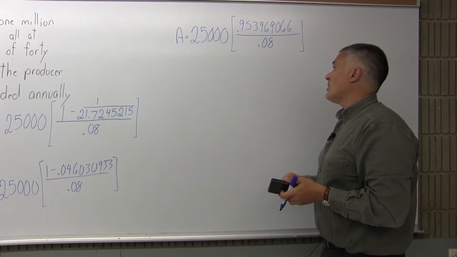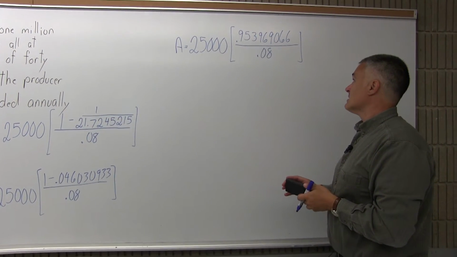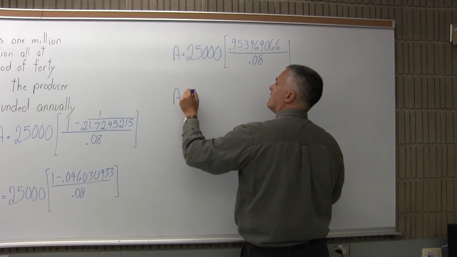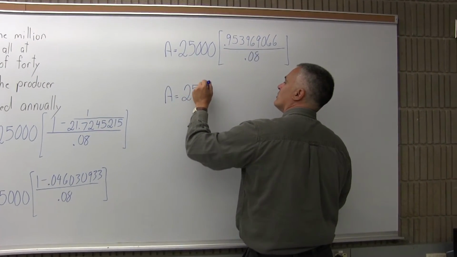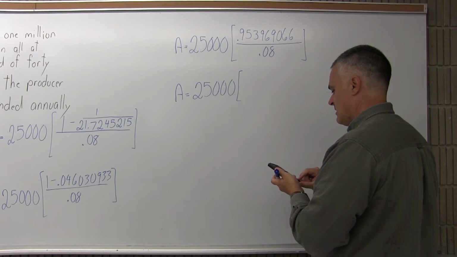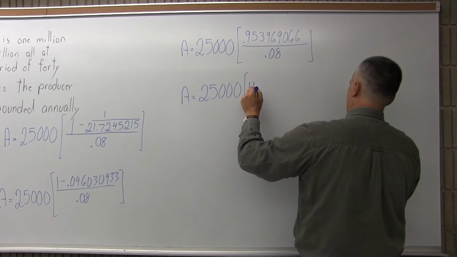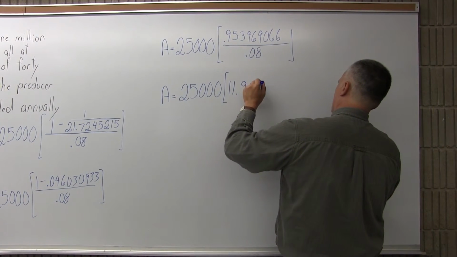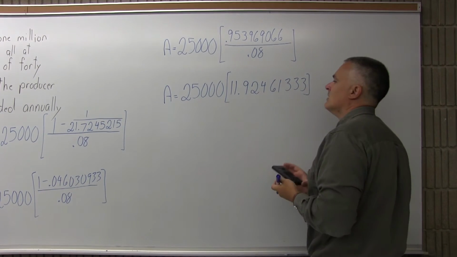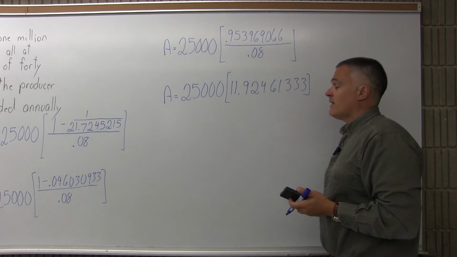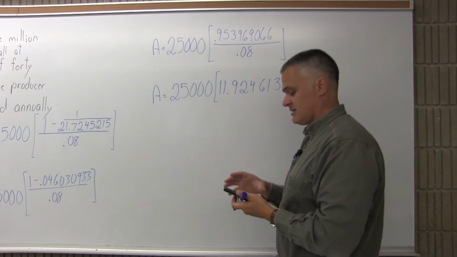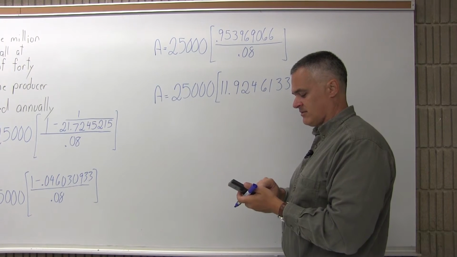So let me divide out the top and bottom of the brackets. I'm going to divide 0.953969066 divided by 0.08. So that's going to mean I will wind up with 25,000 times, in the brackets, there'll be one value, and it will be 11.9246133. So to finish the problem off, I have to do the 25,000 in front of the brackets times the 11.9246133 that's inside the brackets. And the calculator will do that almost instantaneously for me.